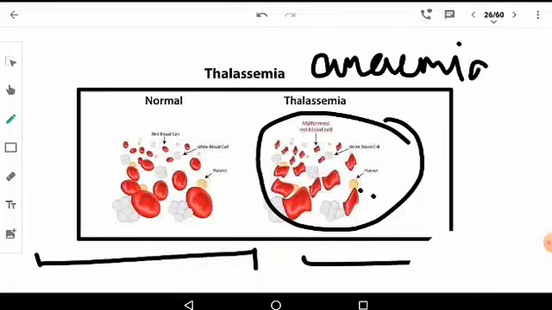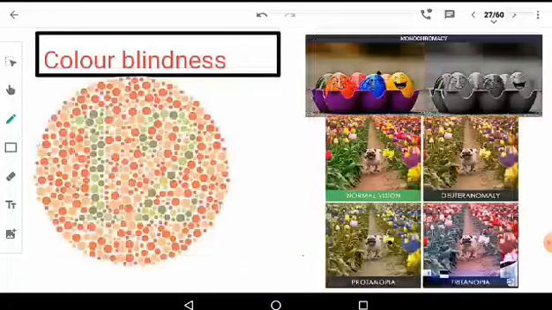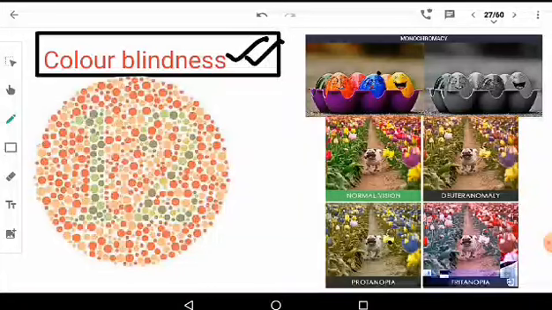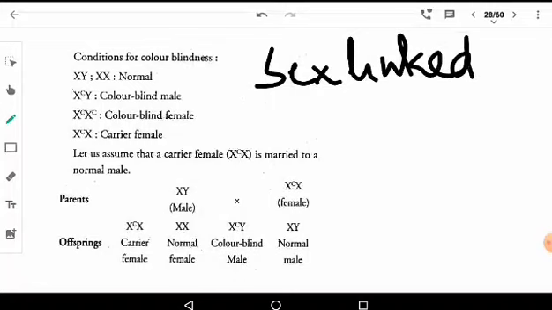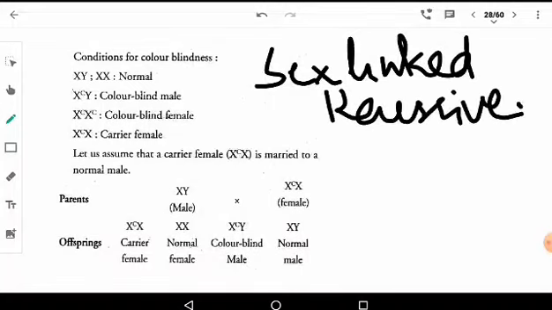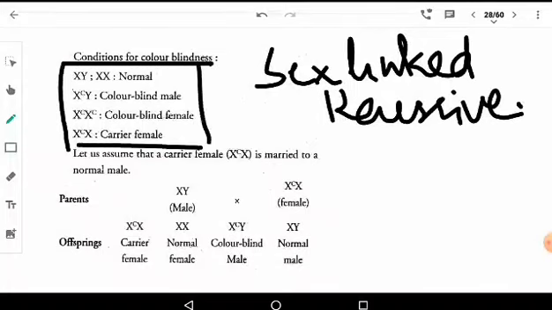Certain type of anemia is a characteristic of thalassemia. Now let us see the next disease, that is color blindness. Color blindness means the person is unable to distinguish between the colors, and that is again going to be a sex-linked recessive disease. And four conditions are there for color blindness. These are the four conditions.